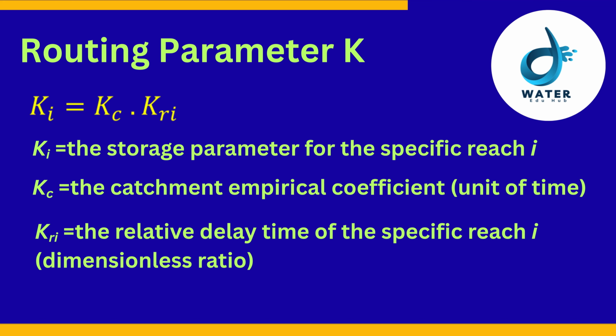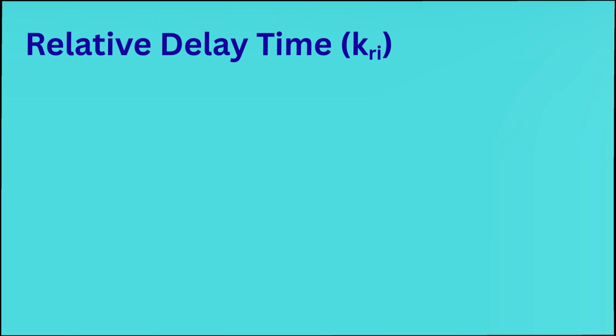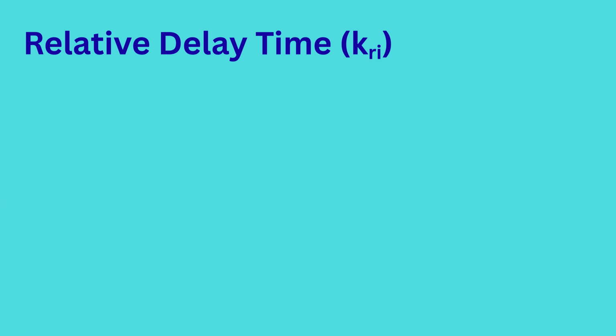This formulation allows the modeler to calibrate a single parameter Kc that shifts the entire hydrograph in time, while the relative timing between different tributaries is maintained by the fixed KRI values. First, we explore the relative delay time KRI.